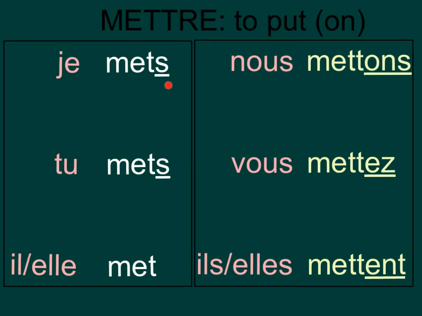So je mets, tu mets, il, elle met. These three are all pronounced exactly the same. Note that there's no s at the end. Re verbs, you don't add anything for the il, elle. Okay, and then we have nous mettons, vous mettez, ils, elles mettent. That is the verb mettre, to put or to put on.